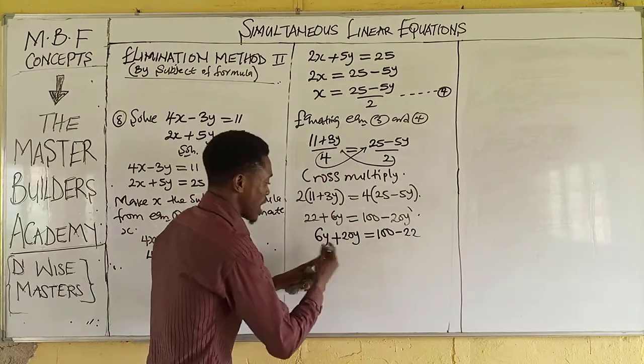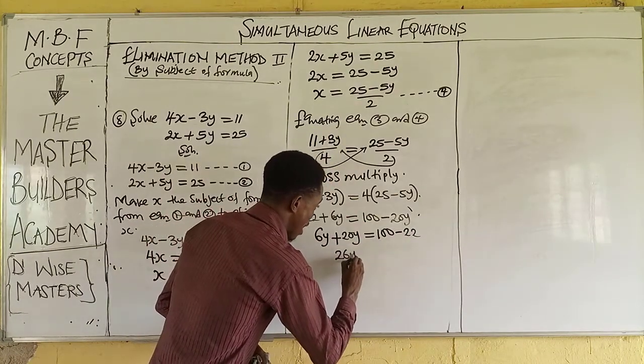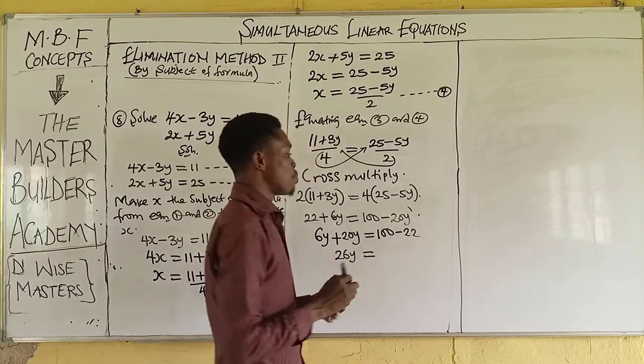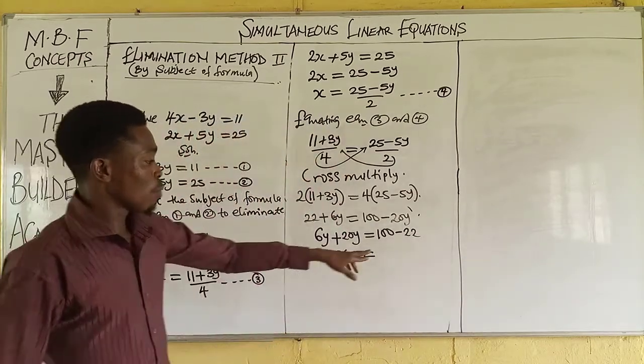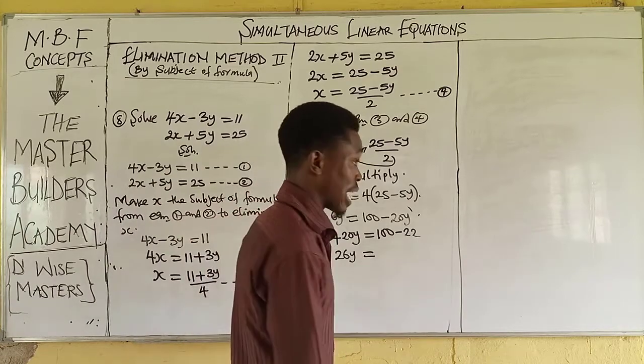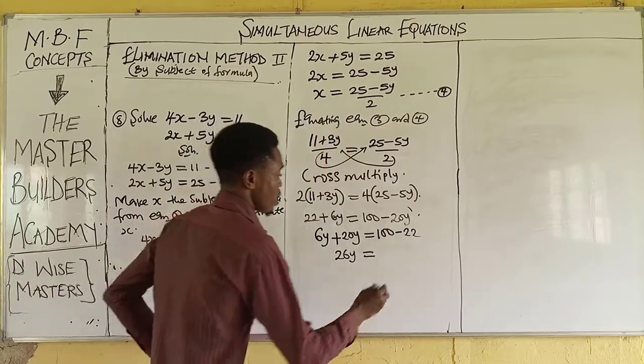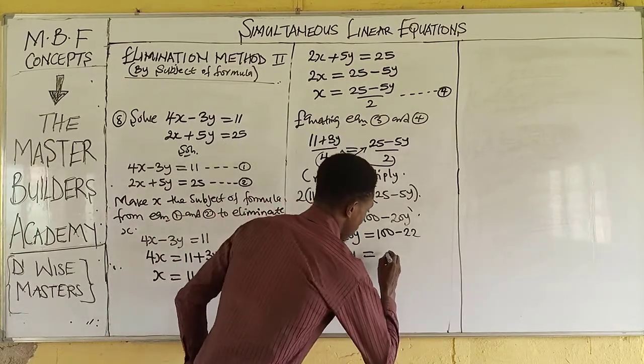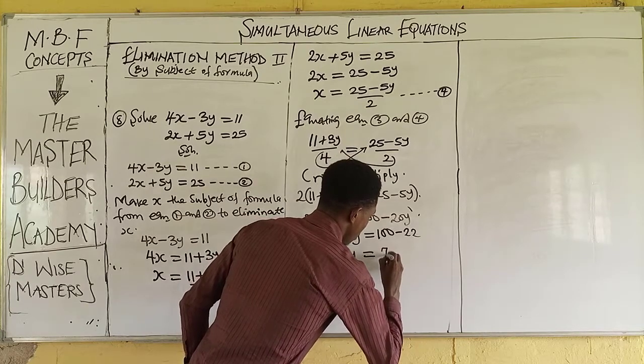Then when we add these two guys together, this will give us 26y is equal to, when we remove this guy from this guy, guys, we will have 100 minus 22. That would have given us 78.